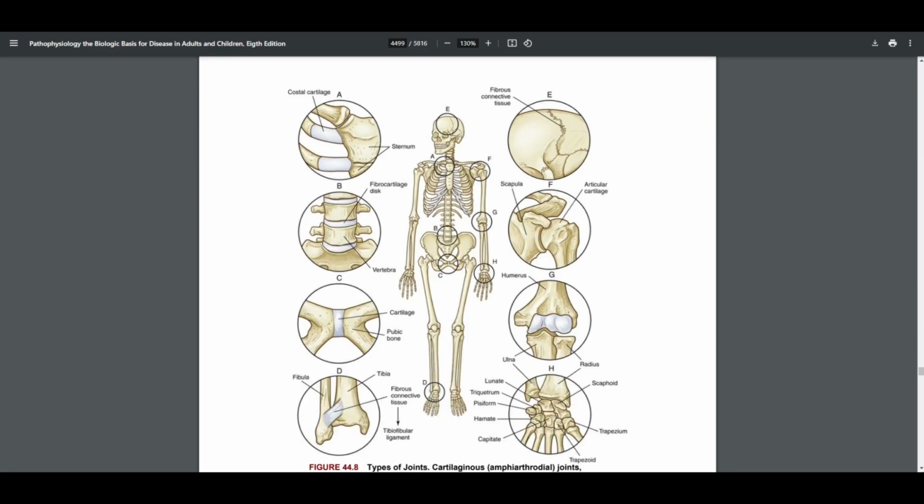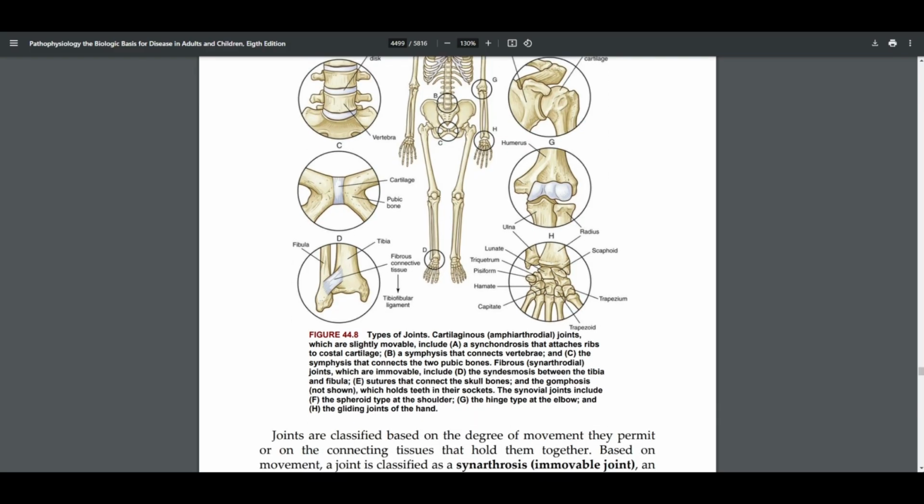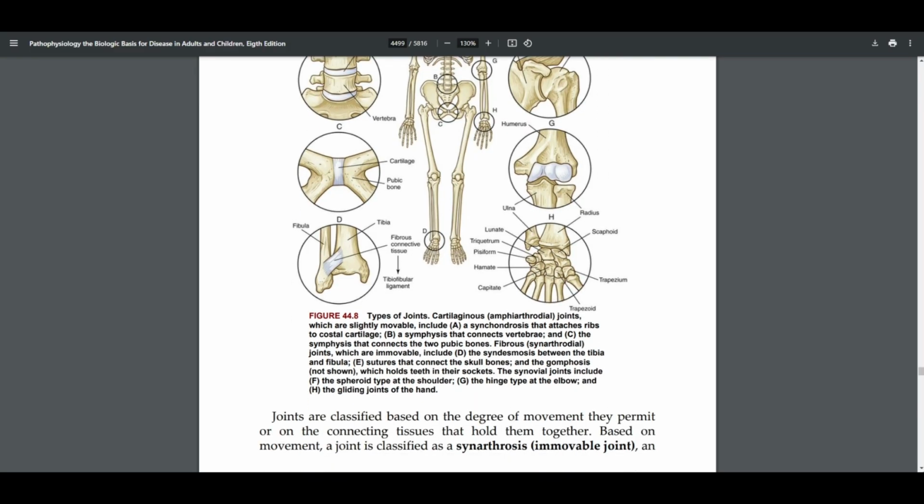And some more anatomy: types of joints. So if you need a little anatomy refresher, here's a good spot to pause. Joints are classified based on the degree of movement they permit, or on the connecting tissue that holds them together.